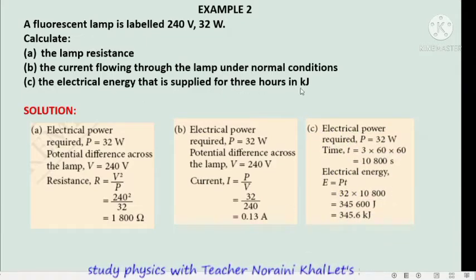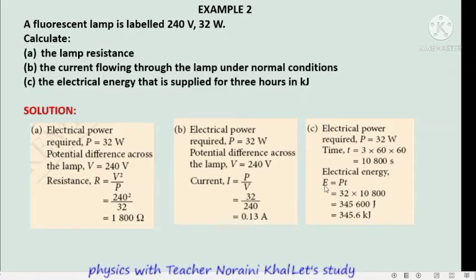For the electrical energy supplied for 3 hours in kilojoule, the formula is E equals PT. Power is 32, and the time taken, 3 hours, needs to be converted to seconds, because we are using SI units here and the final unit is joule, which is the SI unit. So we get 10,800 seconds. Substituting into the formula, we get 345,600 joule. Convert to kilojoule, because here it is stated to be in kilojoule. So you just divide by 1000, or by 10 to the power 3. Thus we get 345.6 kilojoule.